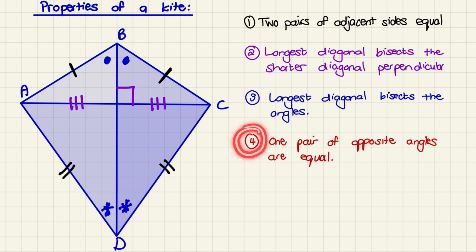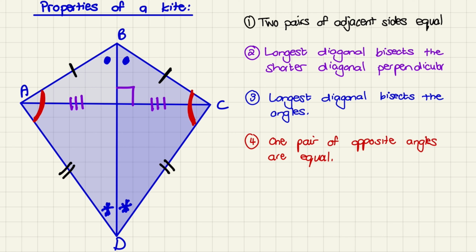And the last property says one pair of opposite angles are equal. So clearly we can see here that angle B and D are not equal in size, but one pair, so that's two angles, are equal in size. So the angle of A would be equal to the angle of C. And we can indicate that with a little curve. So I will say angle A is equal to angle C.